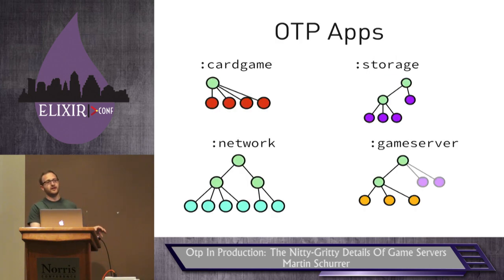There are four OTP apps. So when you do mix new --umbrella, what happens is that mix creates for you a folder structure where you have different sub-applications. And these are so-called OTP applications. They have dependencies between them, which means the Erlang VM can determine what the proper startup order is and the proper order to shut it down. So you need to have the storage application online before you can have a card game. You need to have network active and so on.